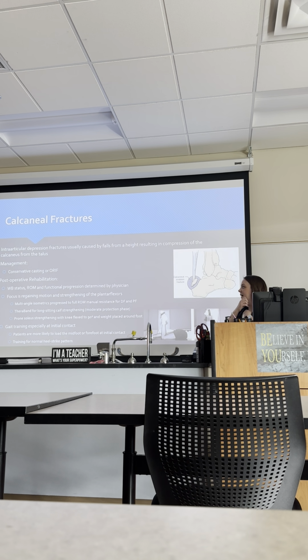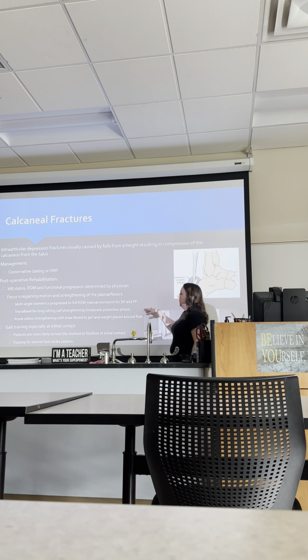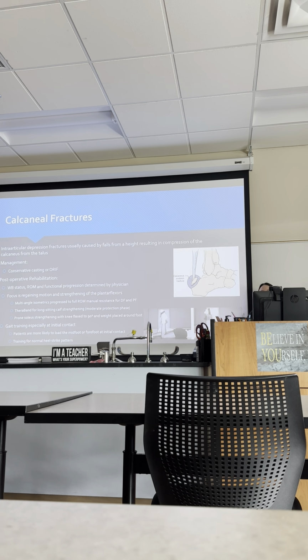So generally rehab follows the same thing. You're going to start with isometrics. You can do manual resistance or open chain resistance for dorsiflexion, plantar flexion. And then when you get to soleus strengthening, this is a really good soleus strengthening exercise. So you have them prone with their knee flexed to 90. Why would I flex their knee to strengthen their soleus?